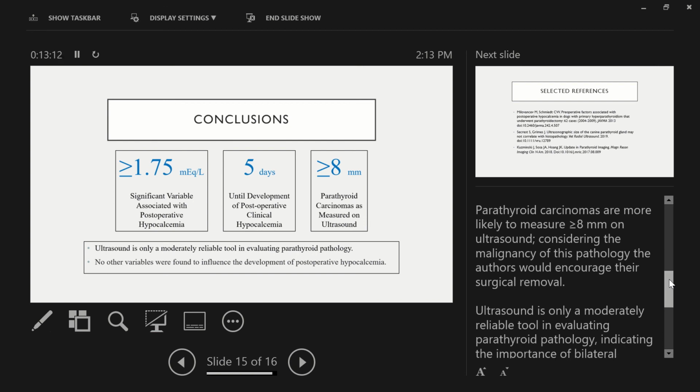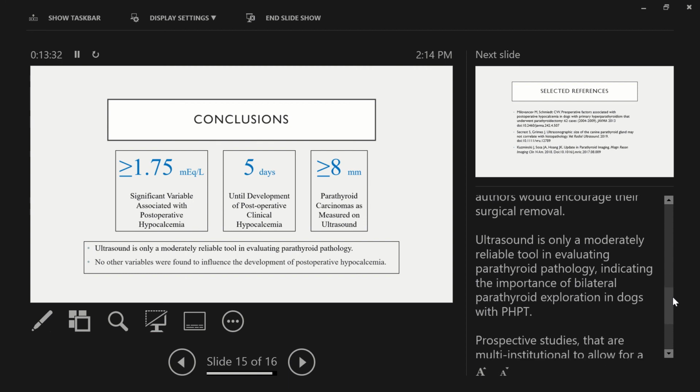And then we also found that parathyroid carcinomas are more likely to measure greater than or equal to 8 millimeters on an ultrasound. And considering the malignancy of this pathology and the more invasiveness and potential risk for metastasis, we would encourage their surgical removal a little bit more urgently than if you measured on an ultrasound a parathyroid gland measuring less than this size.